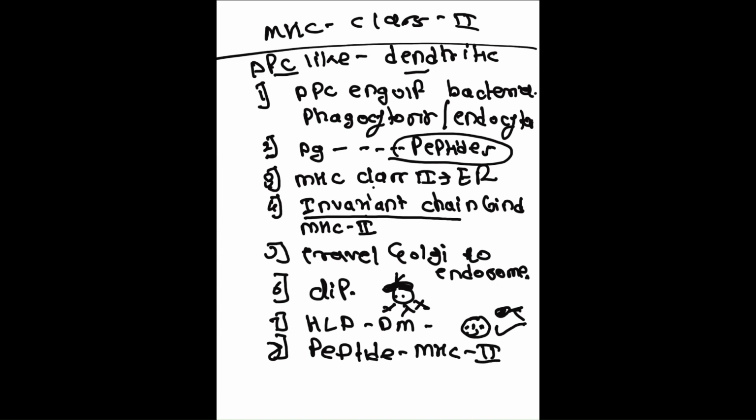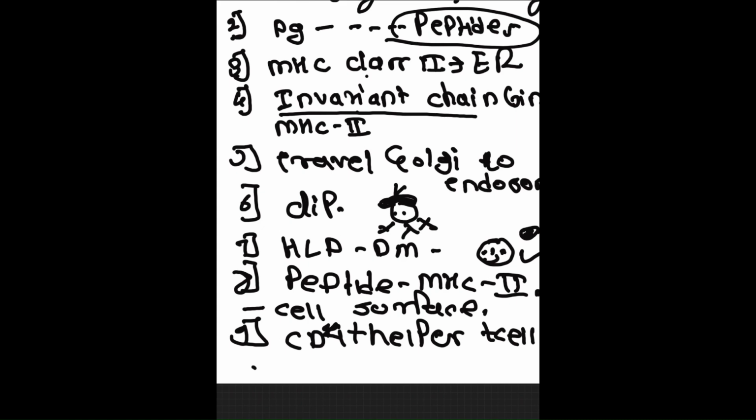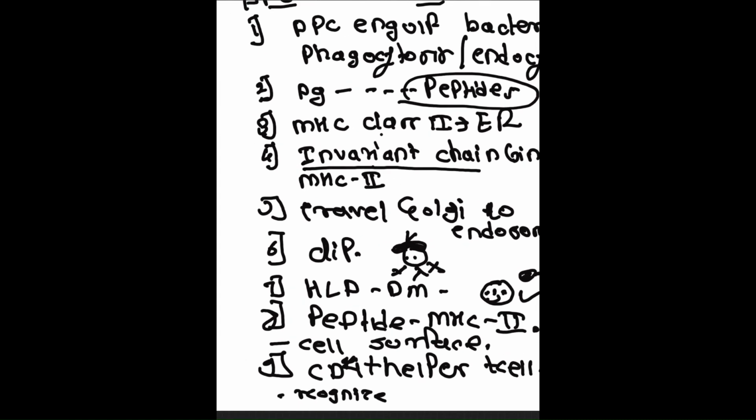Now the antigen peptide binds to MHC class 2, and this peptide and MHC class 2 complex is moved to the cell surface. And then the CD4 plus helper T cells recognize this complex and act as helper cells for the further immune response. The key point is that MHC2 shows antigens taken from outside of the cell.